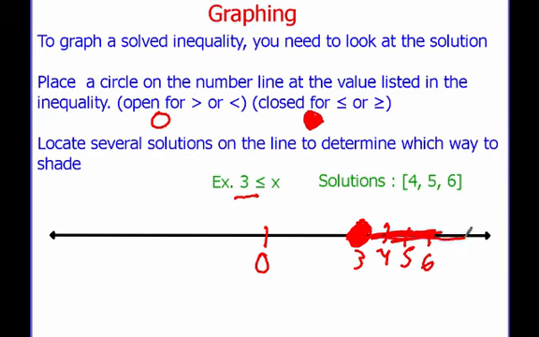Please make sure that when you color in, you go all the way to the end of the line and that you are actually graphing on the line. Once again, I don't want to see any lines above it. It is on the number line.